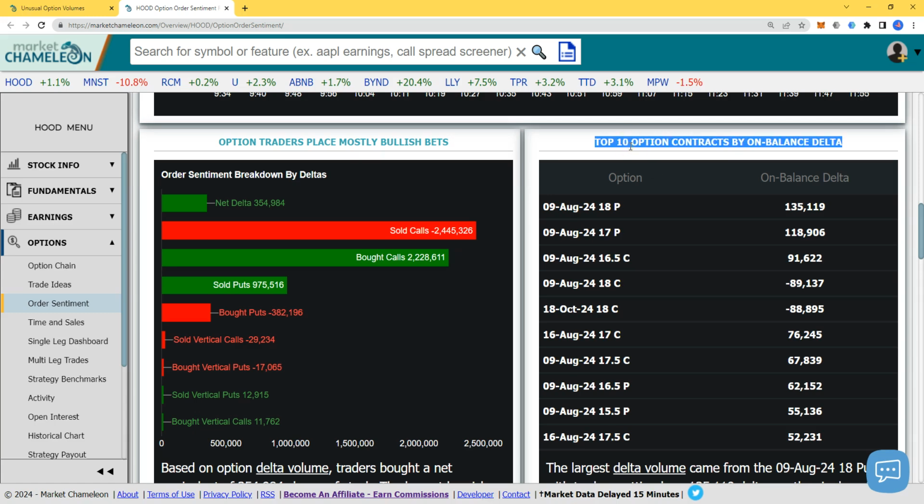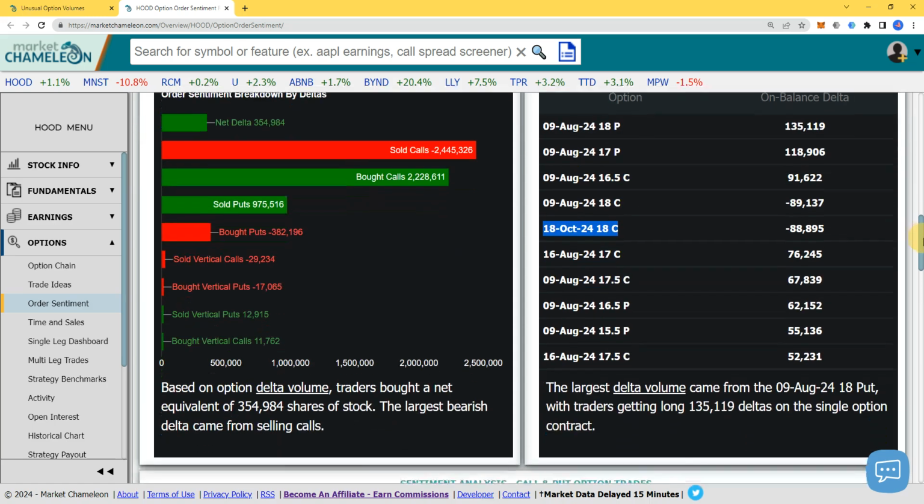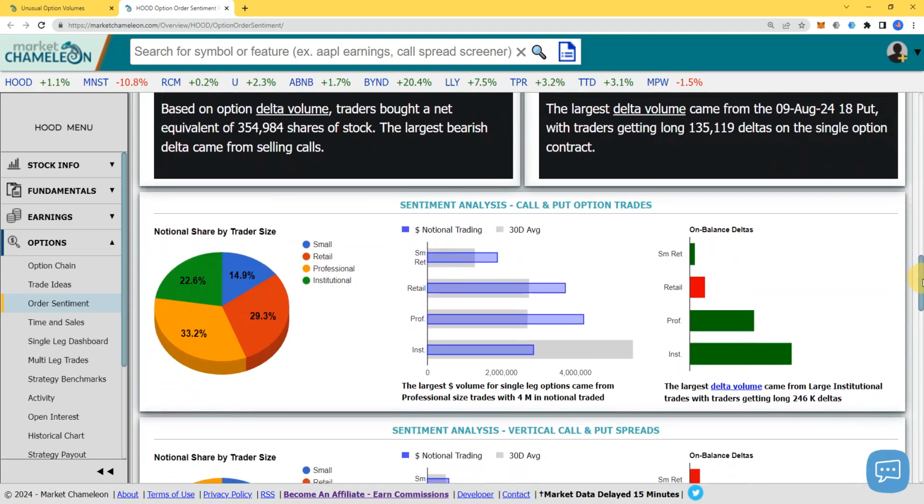Top 10 option contracts by on-balance delta. We've got August 9, which is tomorrow, the 18 put. So if they sold it, they're betting that the price will be above 18. And the 17 put, again, if they sold it, they are betting that the price will be above 17. What we don't know, 16 and a half, 18 calls. 18 calls, this is interesting. Robinhood is very bullish as of today.